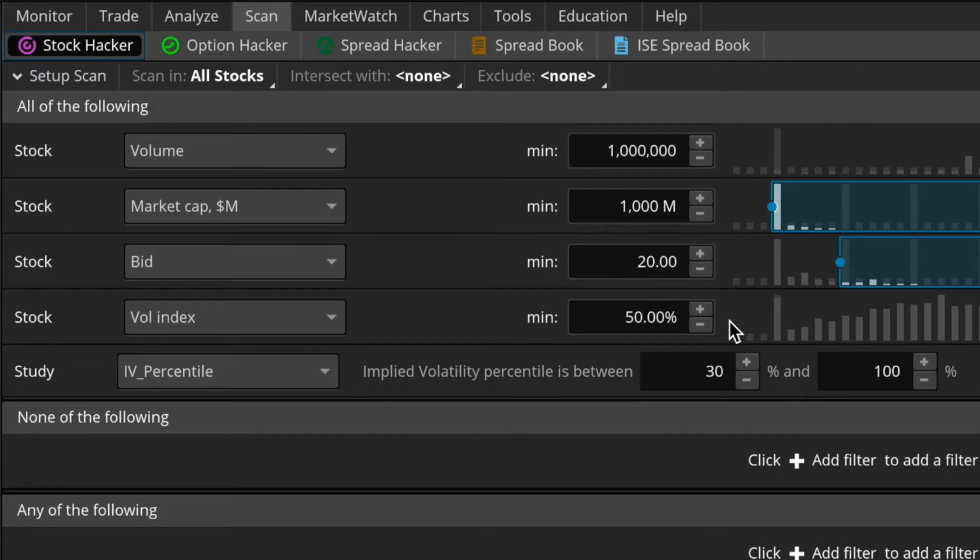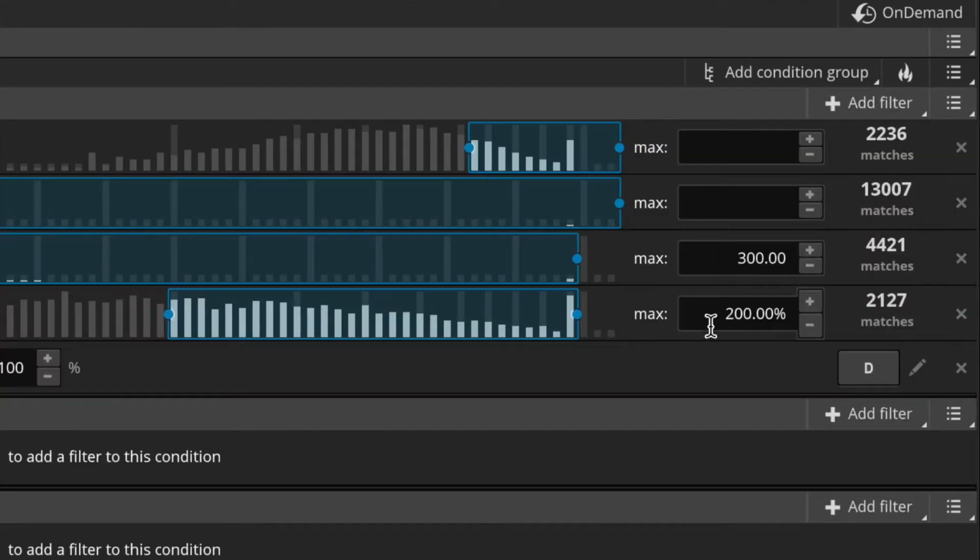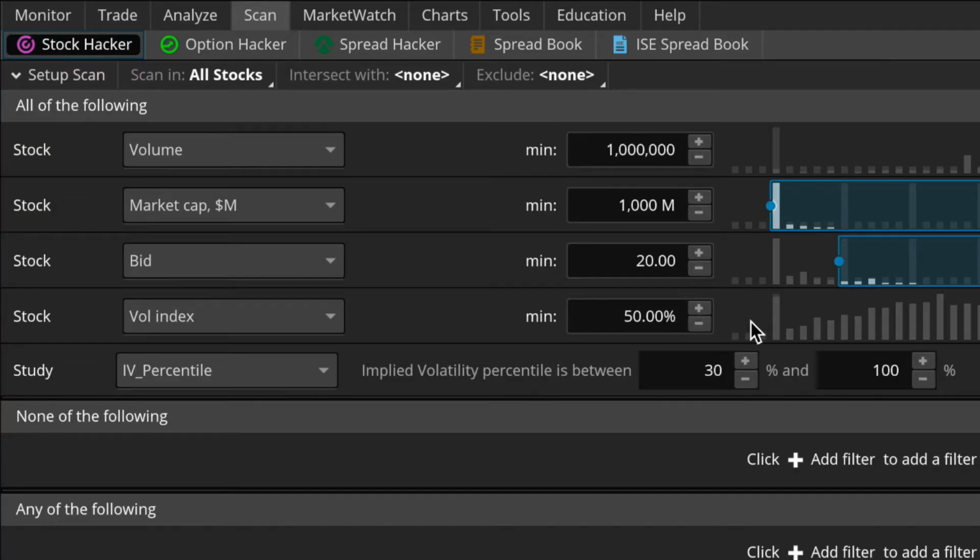And so as an option seller, I want to sell very expensive options because that's going to make for the biggest profit potential for me. And then also for this filter, I do have a maximum set in place as well of 200%. This one is not super relevant because you almost never see implied volatilities this high, but generally speaking, I would say most of the stocks I trade have implied volatilities of between 50 and maybe 100%.